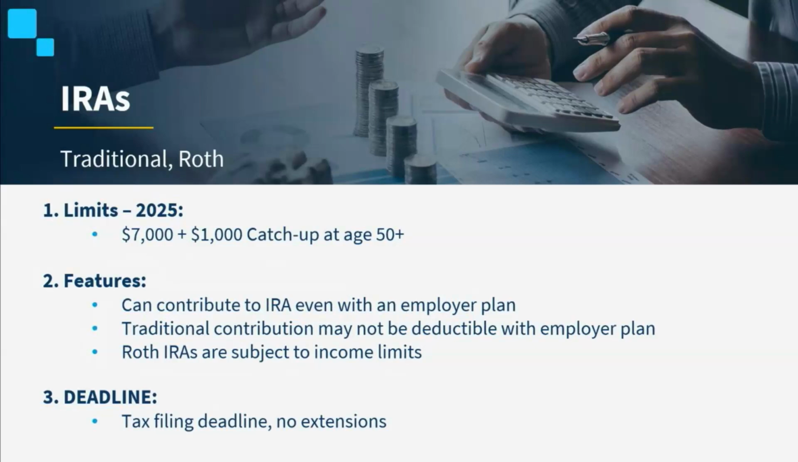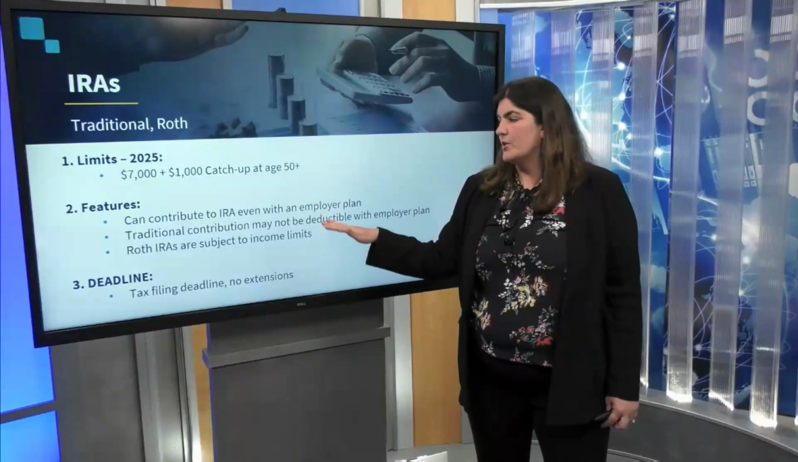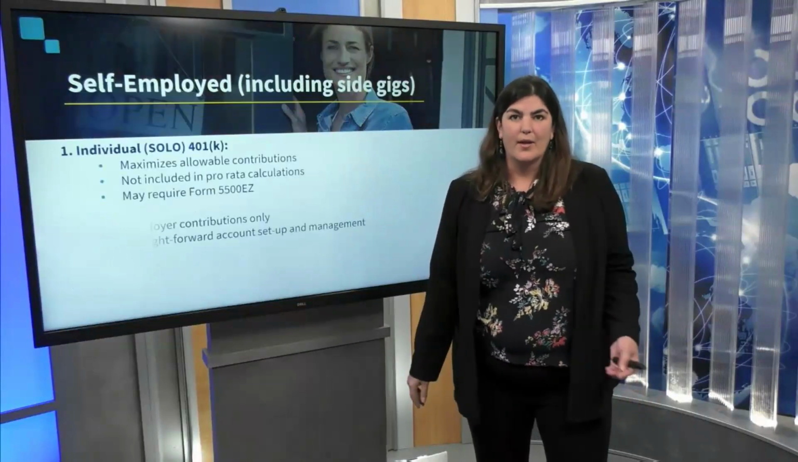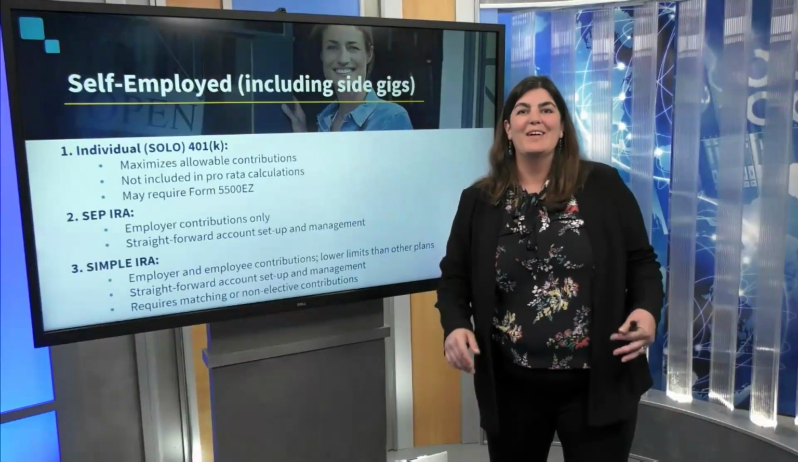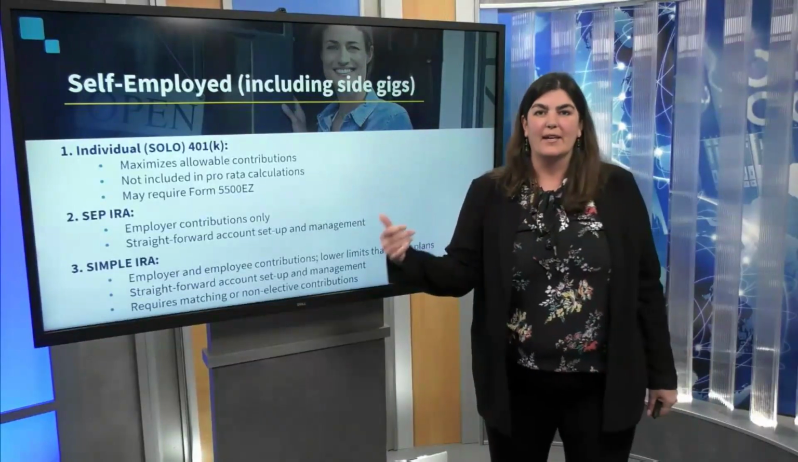Roth IRAs are subject to income limitations, so we'll talk about that a little bit more. Traditional Roth IRAs may not be deductible for certain people, so we'll talk about that more too. There's a strategy that's colloquially called a backdoor Roth contribution, but what it really is, is a traditional IRA contribution and a conversion.